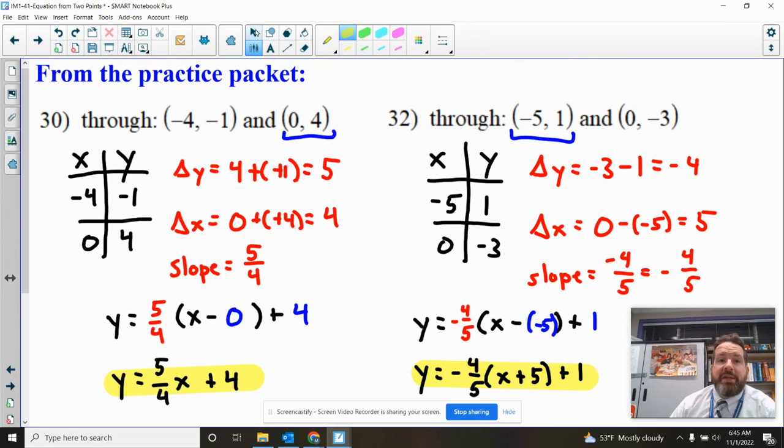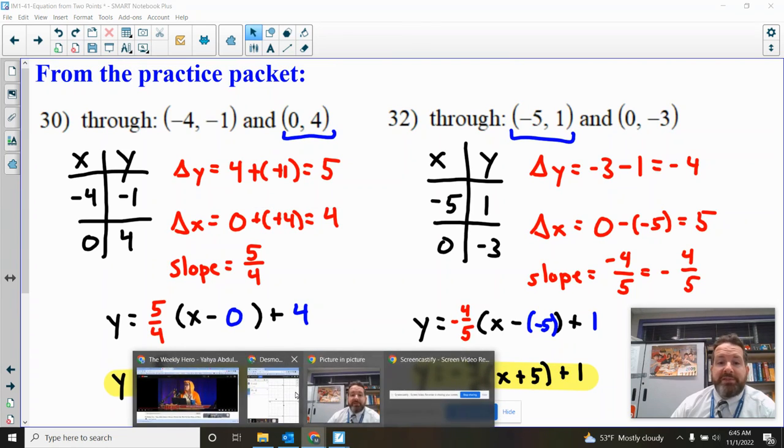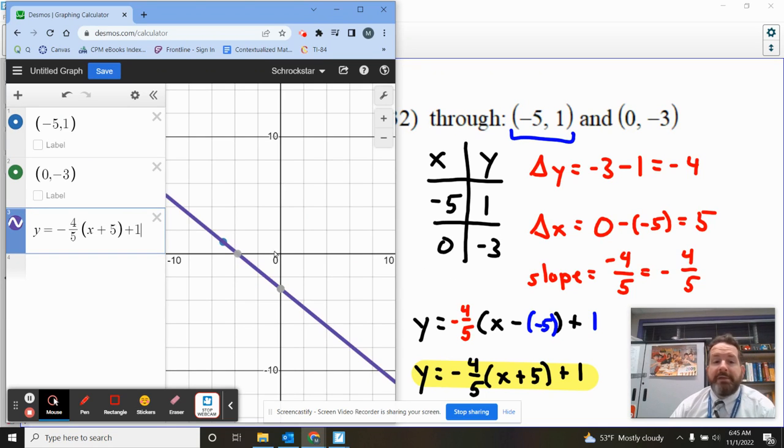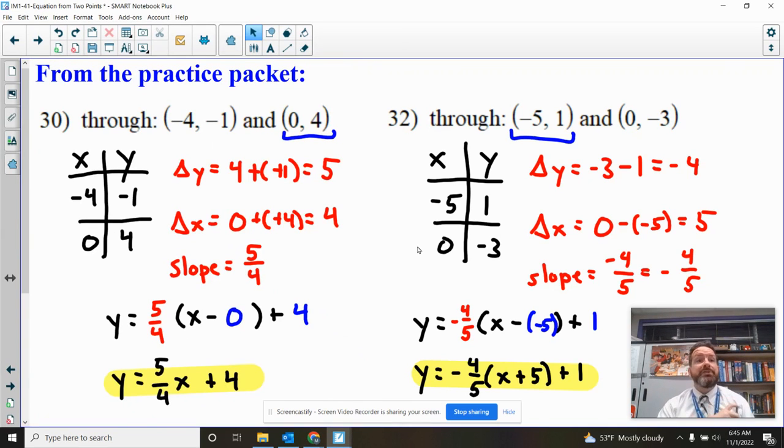Let's graph it. Make sure it goes through those 2 ordered pairs. y equals -4/5 (x plus 5) plus 1. Okay, so the angle looks good. Sure enough, it goes right through both ordered pairs, so we know we've done things right. So please follow those steps. Set up your table, find your slope, use your point slope, and then check on a graph.